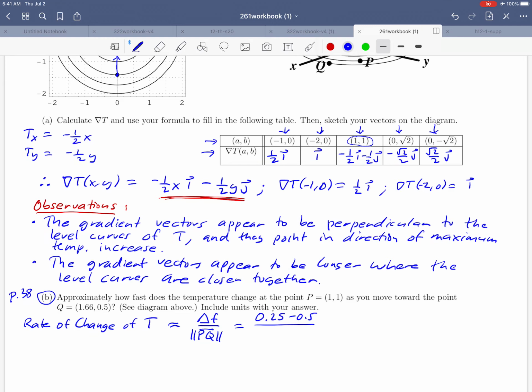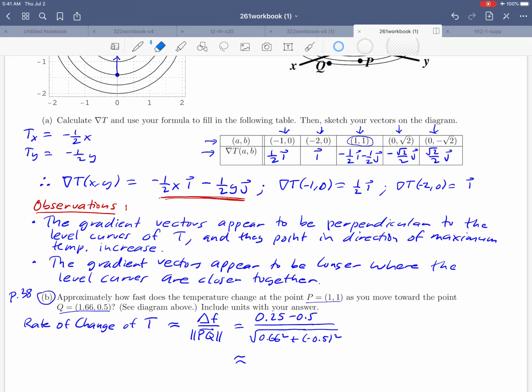We want to divide that by the distance that we traveled, so that's going to be finding the distance between P and Q. There we can just use the distance formula. 1.66 minus 1, that's going to be 0.66 squared. And then 0.5 minus 1 is going to be minus 0.5 squared. And then we'd go ahead and just get a number for that.